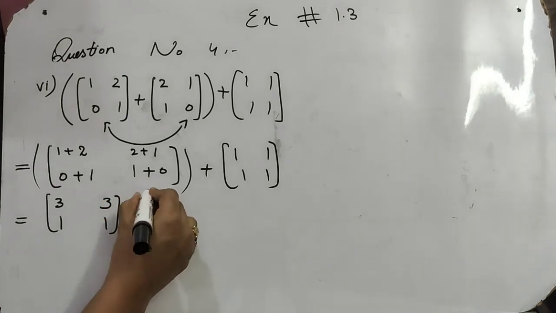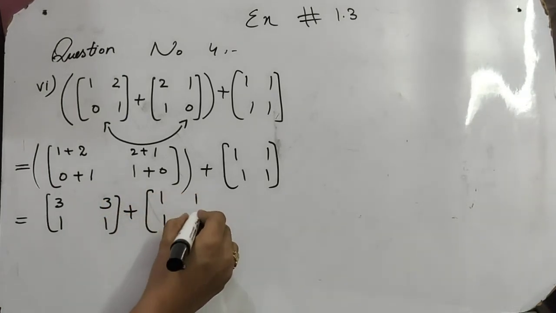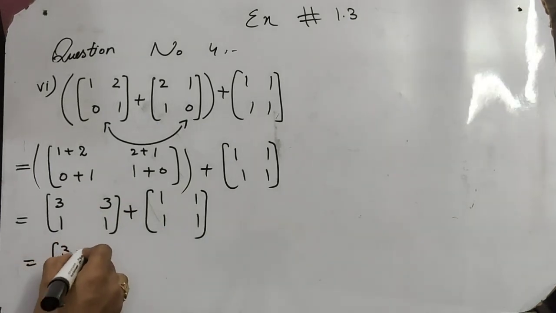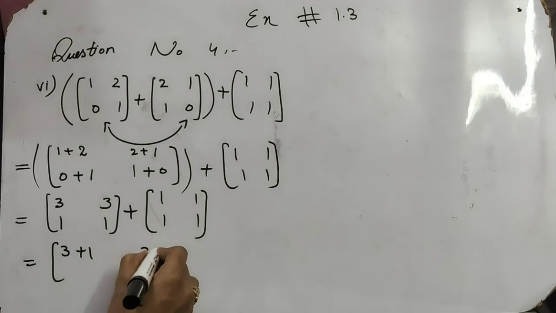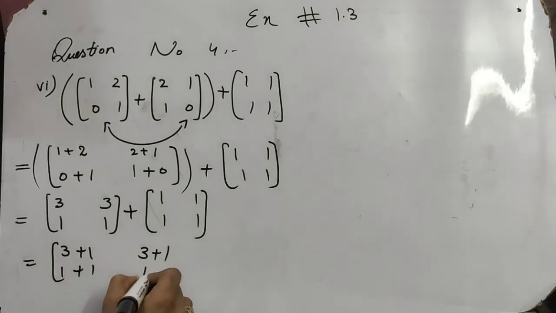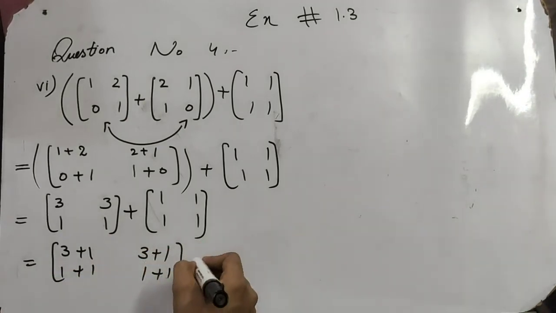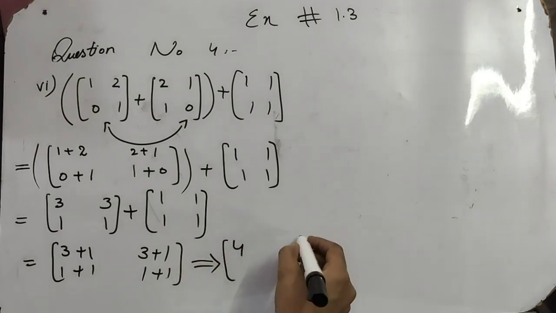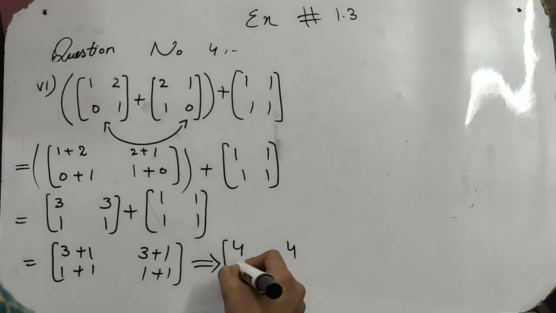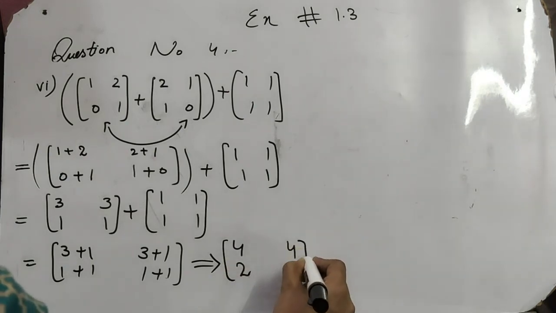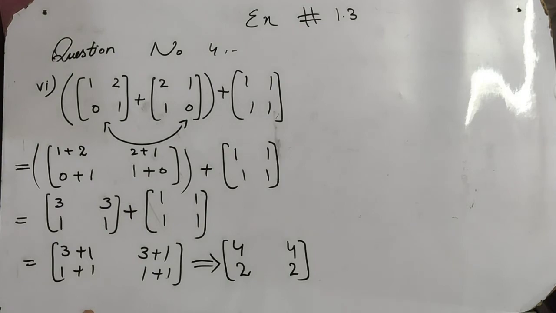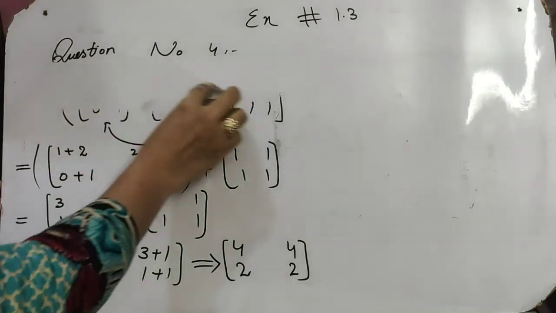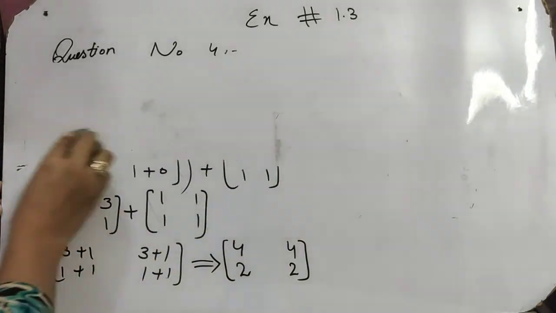Now write the second matrix. 3 plus 1, 3 plus 1, 1 plus 1, 1 plus 1, which will be equal to 3 plus 1 is 4, 3 plus 1 is 4, 1 plus 1 is 2, and 1 plus 1 is 2. This is the required matrix. So we have done 4 questions of exercise number 1.3.